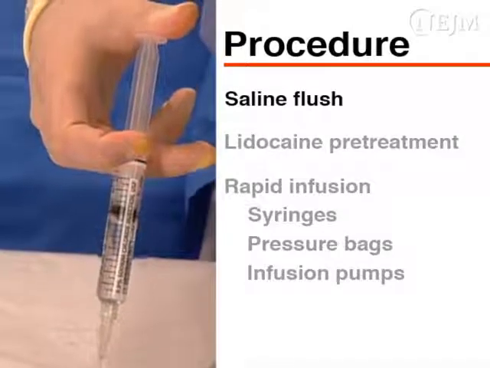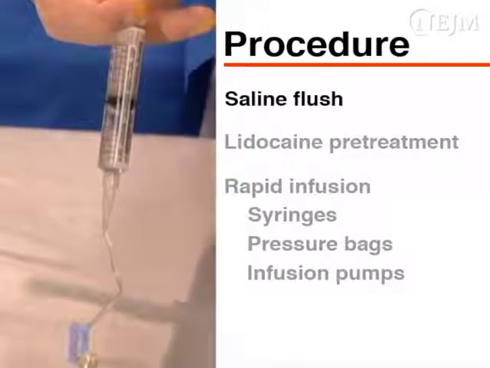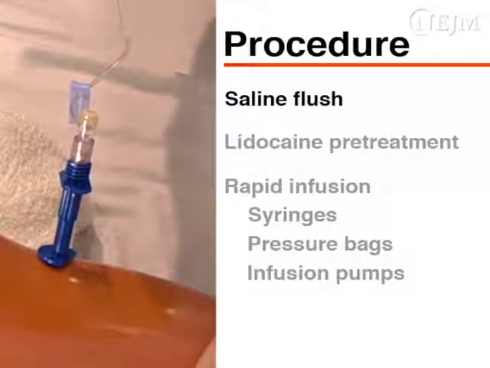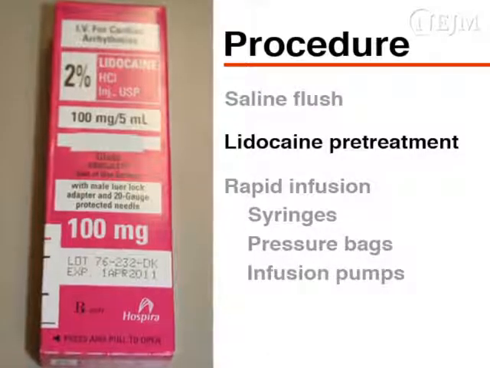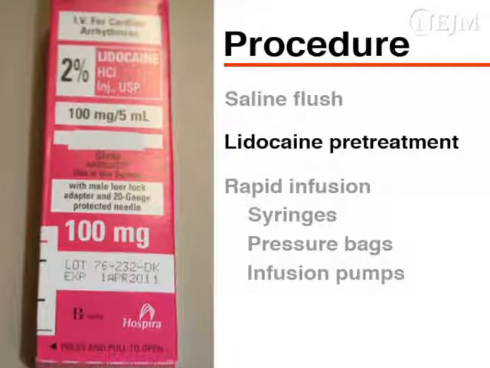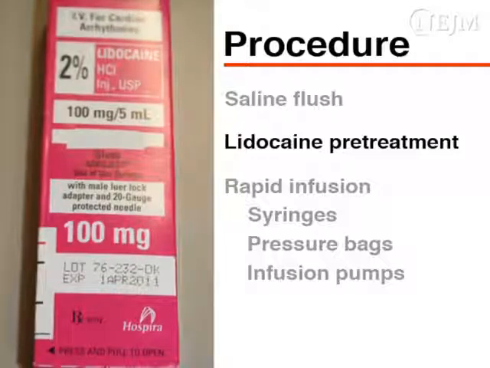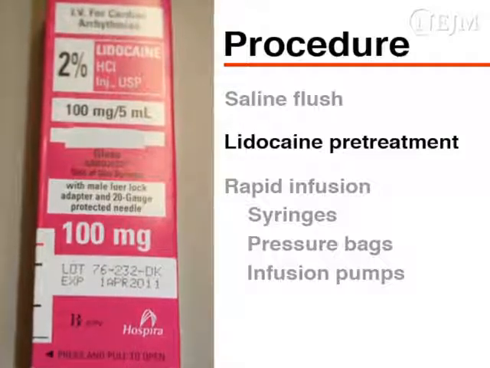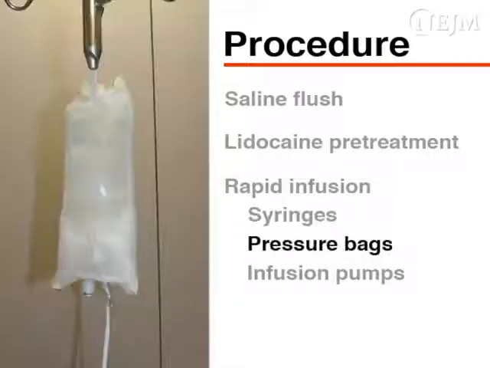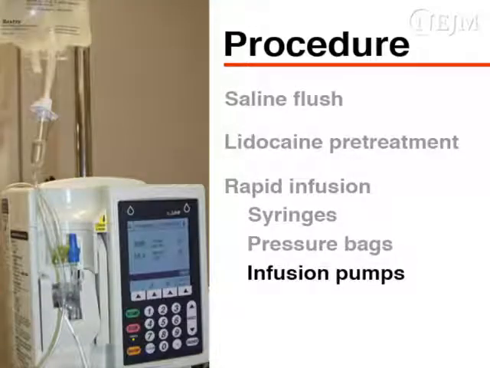A 10 cc saline flush is recommended initially to open venous sinusoids, as well as after the infusion of any medications. In conscious children, pretreatment with lidocaine at a dose of 0.5 mg per kilogram through the intraosseous catheter can be effective in preventing visceral pain resulting from the increased intramedullary pressure. When a rapid infusion rate is crucial, a bolus infused manually with syringes is the most efficient way to quickly deliver a considerable volume of fluid. Pressure bags and infusion pumps may also be used.